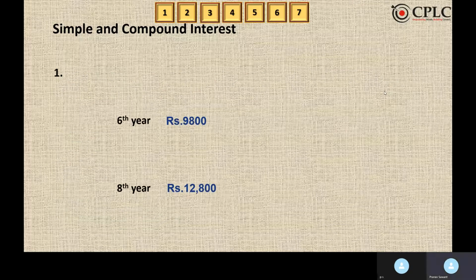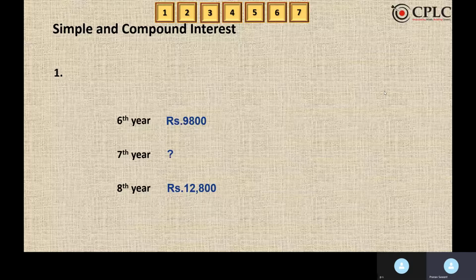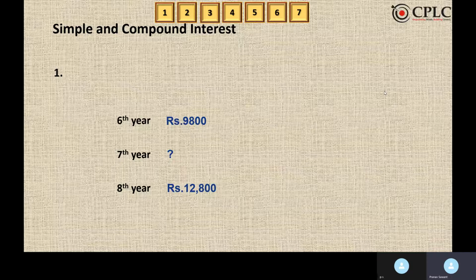So in the sixth year, the amount was 9,800. In the seventh year, there was an amount, but we don't know the amount of the seventh year. And in the eighth year, the amount was 12,800. Now, as we know, the ratio is going to be the same. So what we'll do is, we will simply take the ratio.